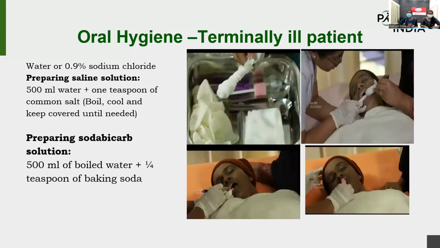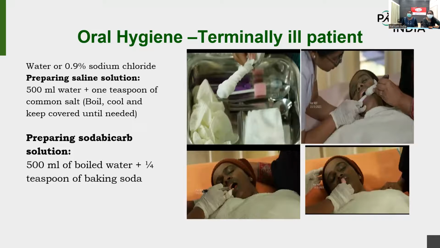And next. This is a terminally ill patient's oral hygiene. If a terminally ill patient is admitted in the hospital, we provide oral hygiene mainly by using normal saline. Most of our patients can't afford normal saline in their home care settings. So before discharging, we teach them how to prepare homemade saline. For making homemade saline, we instruct them to take 500 ml of water plus 1 teaspoon of common salt, boil and cool, and keep covered until needed. Like that, we prepare homemade saline, and instead of normal saline, we can use this homemade saline for oral hygiene.